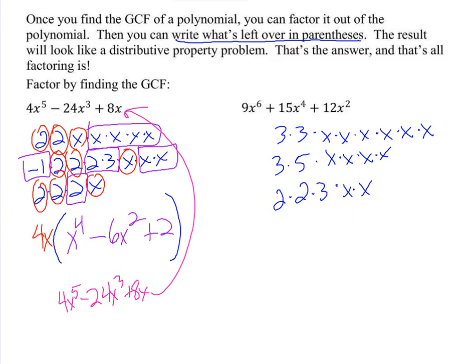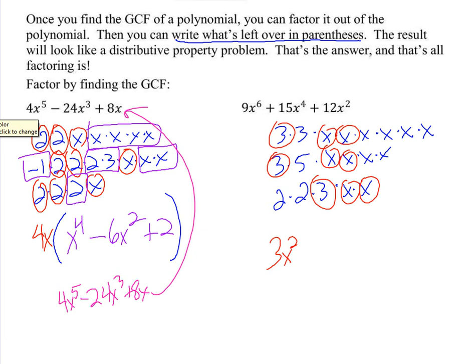So 3's for sure. There's no other 3, so then x works. X works again. And that's it. So that makes the GCF 3x squared. And then I open up parentheses. And what do I do next? Right, what's left over? Yeah. So that first term, what's left over?